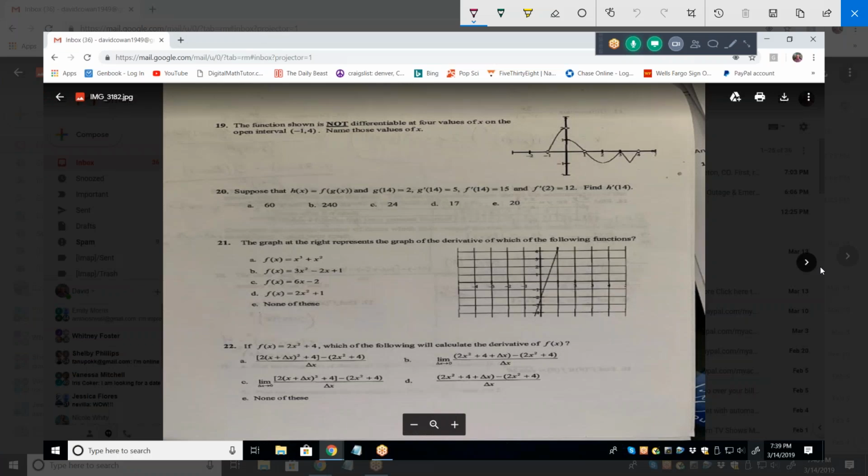The graph on the right represents the graph of the derivative of which of the following functions? Well, this can't be too hard. That looks like a straight line, right? Yeah. In fact, we can figure out what the equation of that line is. Let's do that. What's the equation of that line? Instead of y equals mx plus b, what is it?